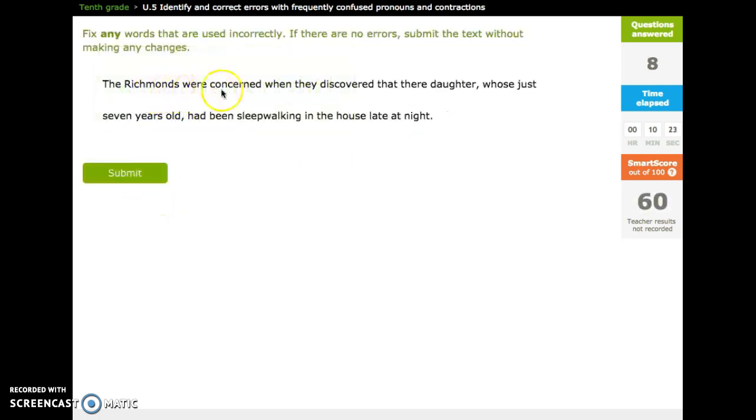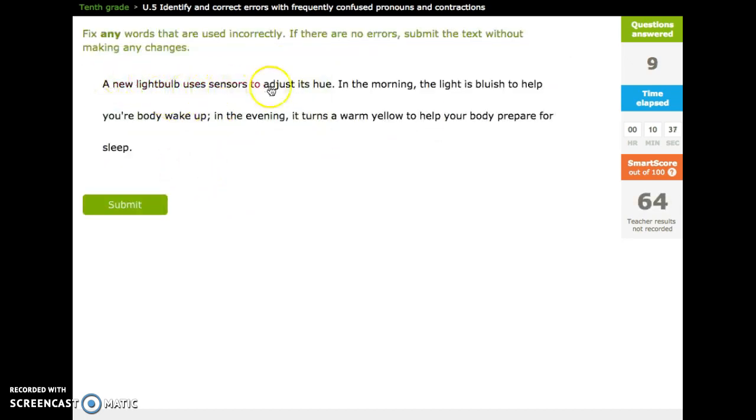The Richmonds were concerned when they discovered that their daughter, ownership, who is just 7, right? Who is just 7 years old, had been sleepwalking. A new light bulb uses sensors to adjust its hue, to adjust his hue, her hues. This is perfect. It's a possessive. The hue is owned by the light bulb. The light is bluish to help your body. I would say "you are body." That doesn't make sense.